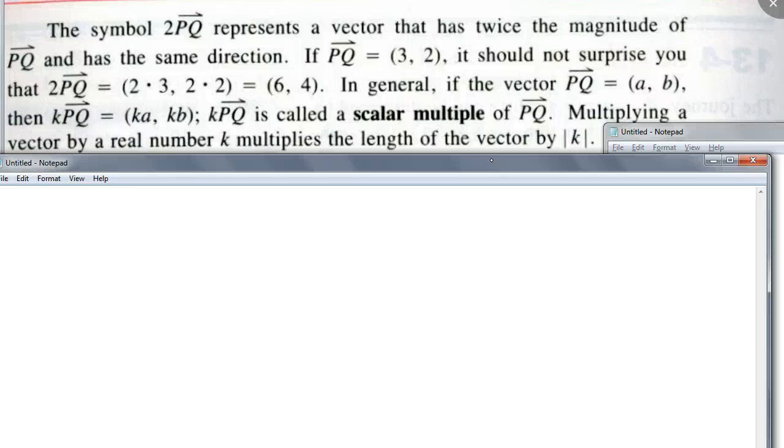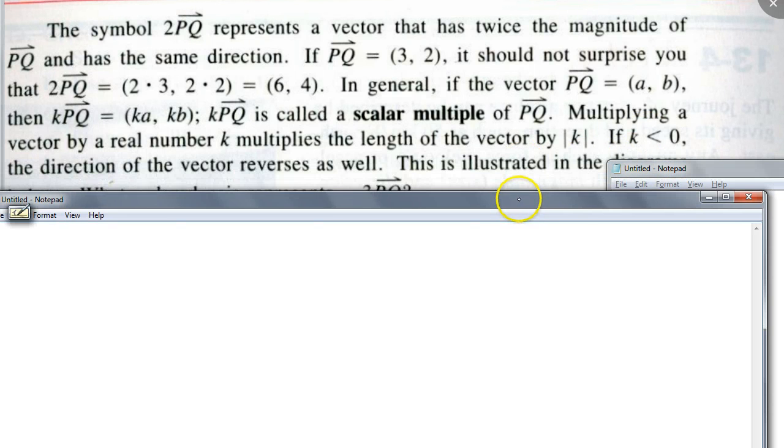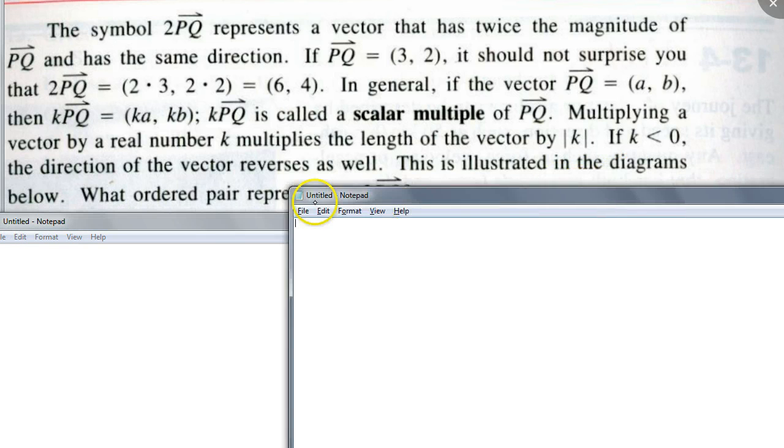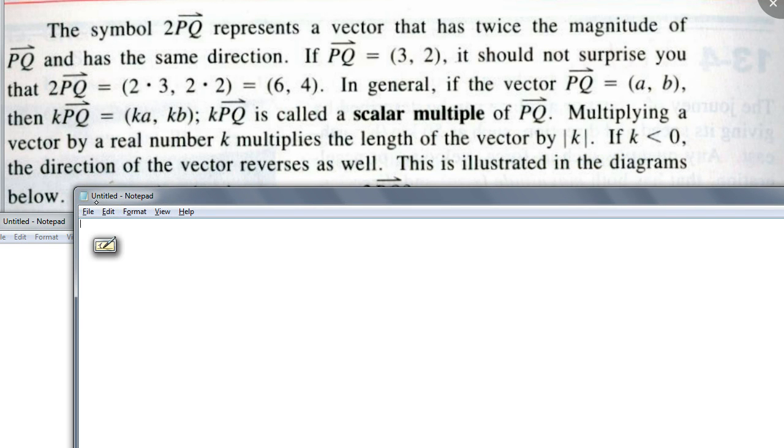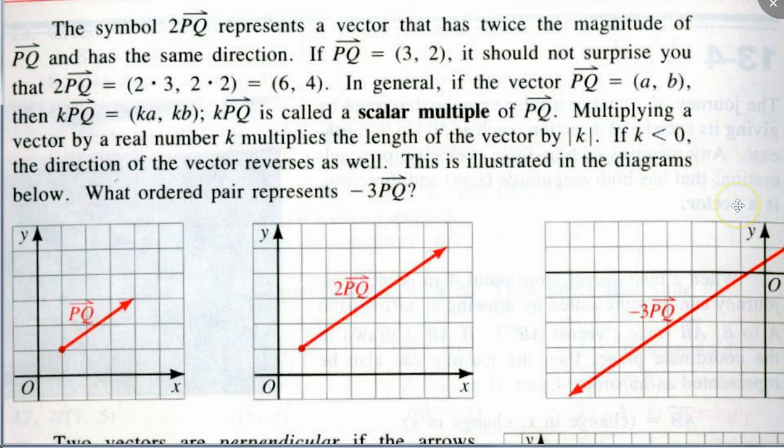It turns out actually k could be negative as well. So if you were to multiply this vector PQ by negative 2, what do you think would happen? Yeah, it goes to the opposite direction. What about its length? It'll still be twice as long, but it'll go to the opposite direction. Does that make sense? So that's why I said if k is less than 0, write this down, the direction of the vector reverses as well. Here's a diagram that shows you.